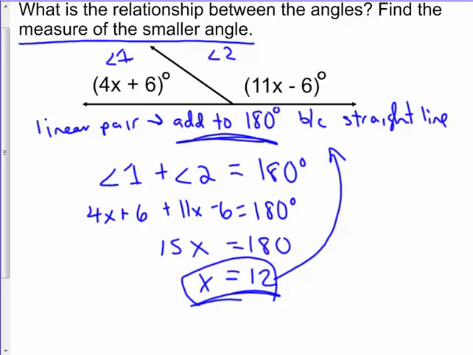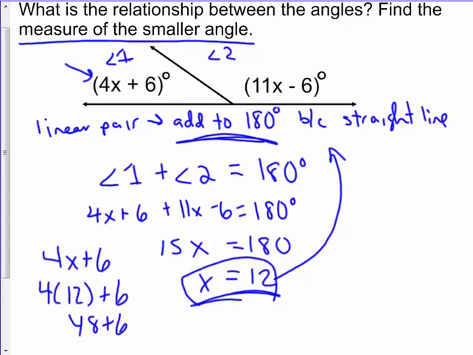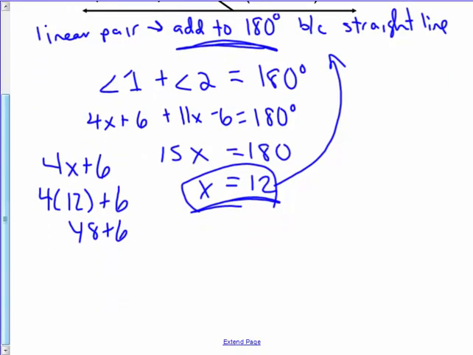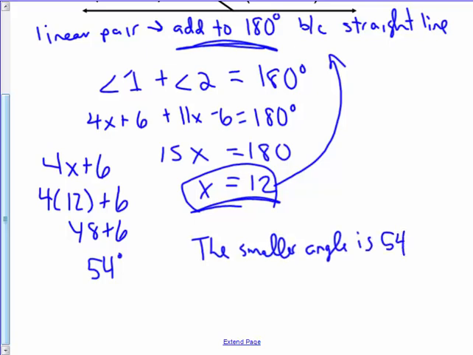All right, what did I actually want to find here? So I found x. Where do we go from here? I wanted to find the measure of the smaller angle. The smaller angle is angle 1 there, so 4x plus 6, 4 times 12 plus 6, 4 times 12 is 48. 48 plus 6 gives us a measure of 54 degrees, I believe, if my math is correct, which it is in this case. So the sentence I would write is something like, the smaller angle has a measure of 54 degrees.